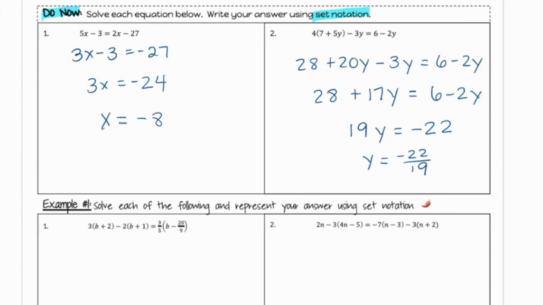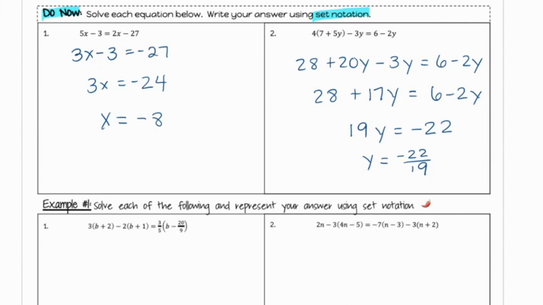Okay, so here are the answers that you should have got. For number 1, you should have gotten a value of x equals -8. I did not box up my answer because they asked me for set notation. So I want to make sure you guys write your answer using set notation. For number 2, the value was y is equal to -22/19 in its most simplest form.